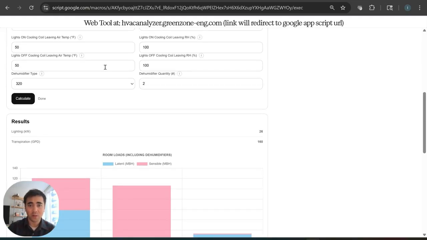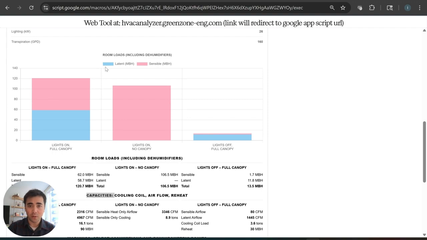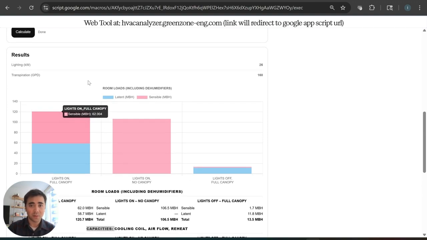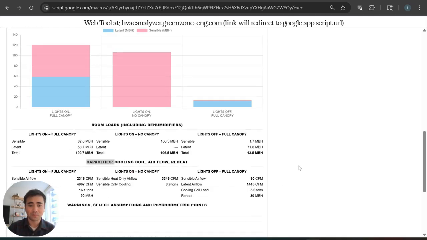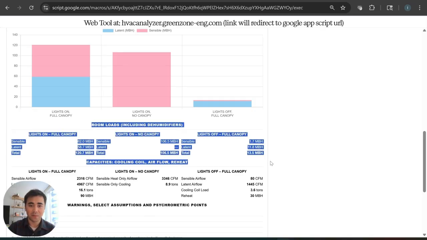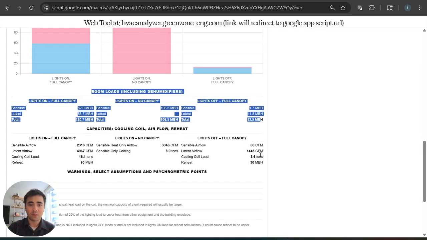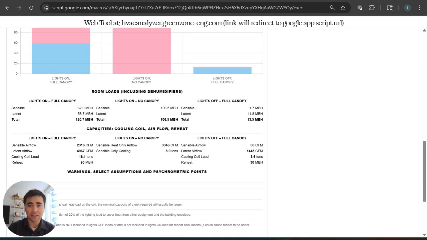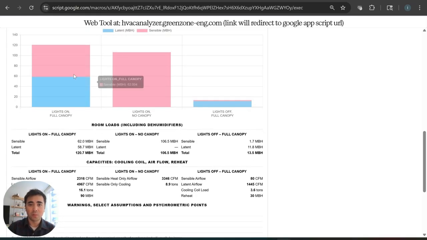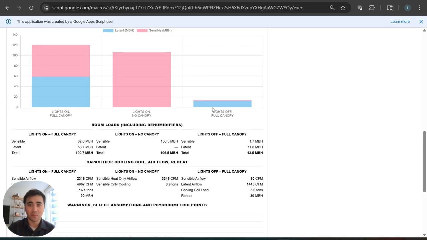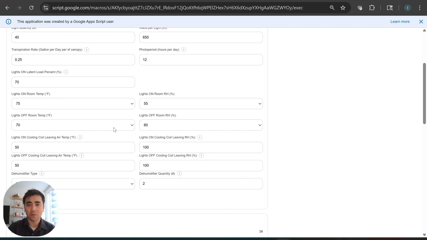This tool is going to calculate the room loads in terms of sensible, that's heat load, and latent load, that's moisture load, at both the lights on and lights off conditions. It puts a table of the room loads here. And then the tool is also going to calculate the capacities in terms of cooling coil load, airflow, and reheat that are needed to remove the sensible and latent loads calculated and keep the room at equilibrium at the room temperature and humidity set points entered in the inputs.